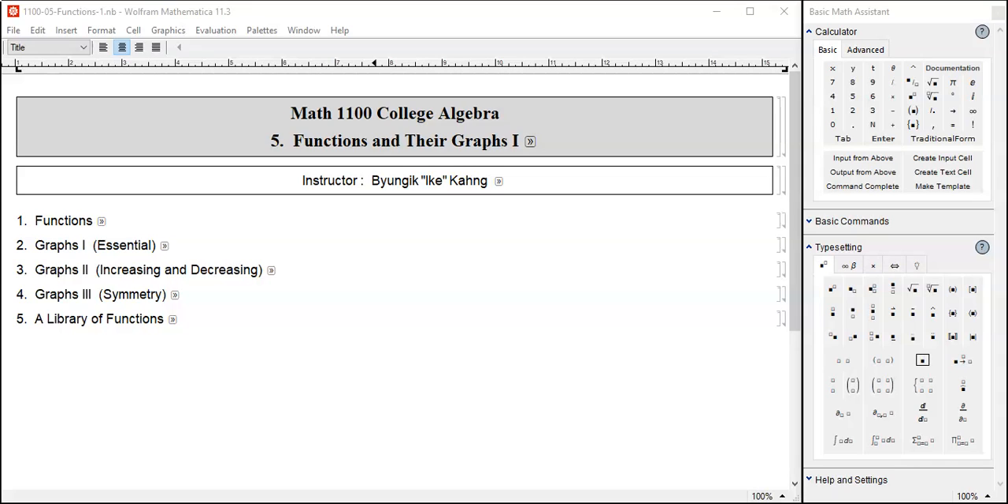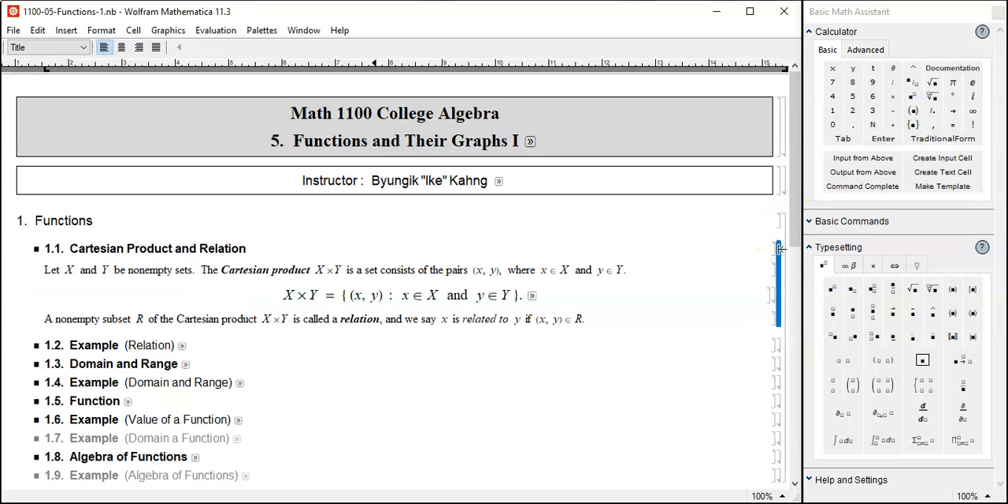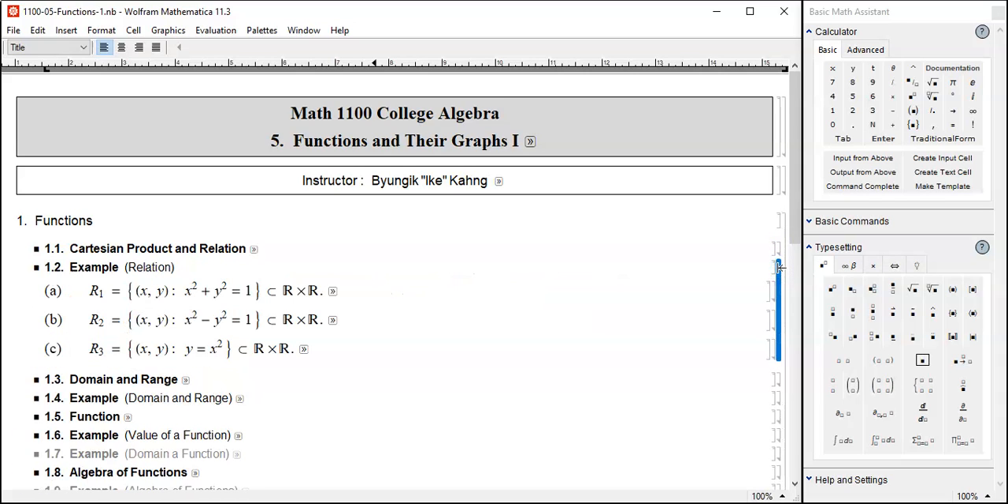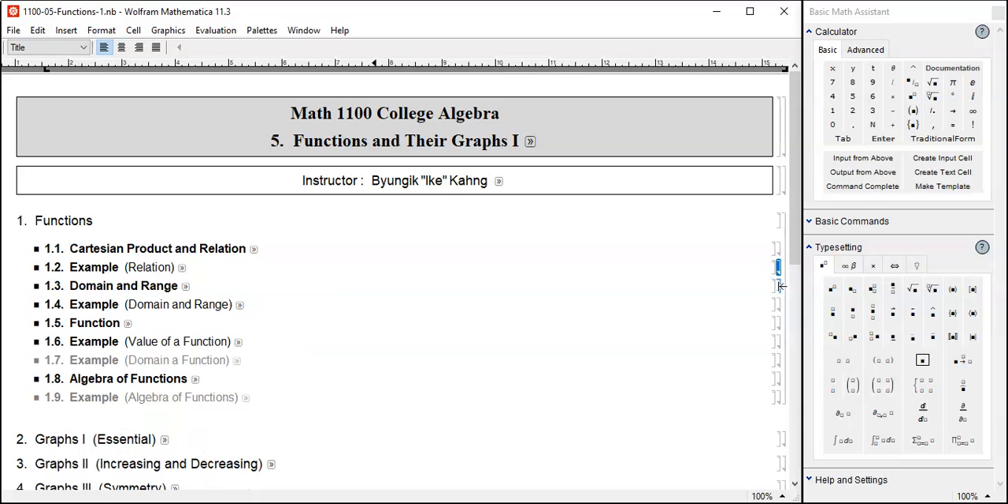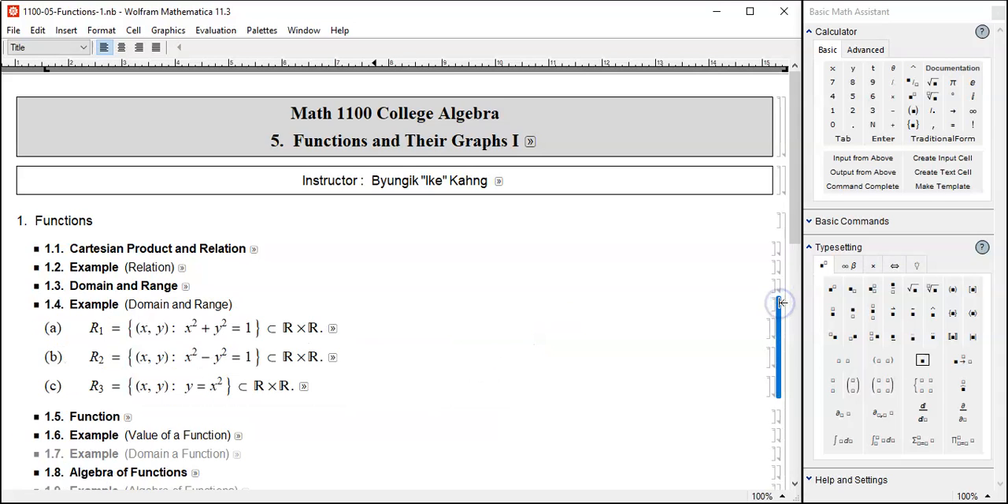Hello students, welcome back. Previously we went through all the preparations necessary to define a function. First we went through the Cartesian product and relation, along with some example problems and some graphical visualizations too. And then we defined domain and range of relations, and then went through some examples as well.